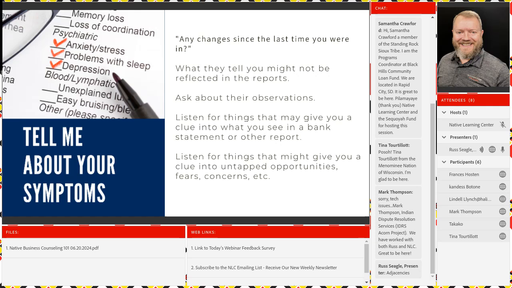Get them to talk about their observations. What are you seeing out there? Tell me about how things are going. This is part of that casual conversation where people are going to tell you things that you need to know that are not going to come up in any other form. Listen for things that are going to give you a clue into something else that you might see in another report. And then listen for things that might help you tap into opportunities, fears, concerns.